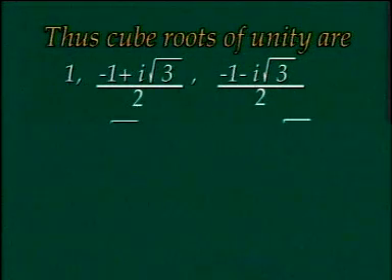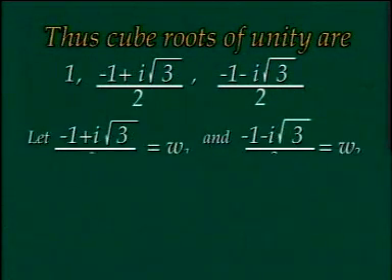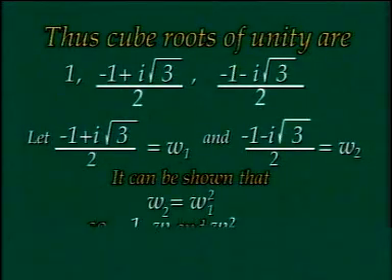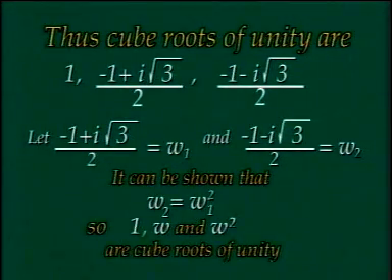Now the three roots will be 1, minus 1 plus iota root 3 by 2, and minus 1 minus iota root 3 by 2. They are given specific names: 1 is equal to 1, but this will be given the name omega and this will be given the name omega square. Now there are three cube roots of unity and they are 1, omega and omega square.